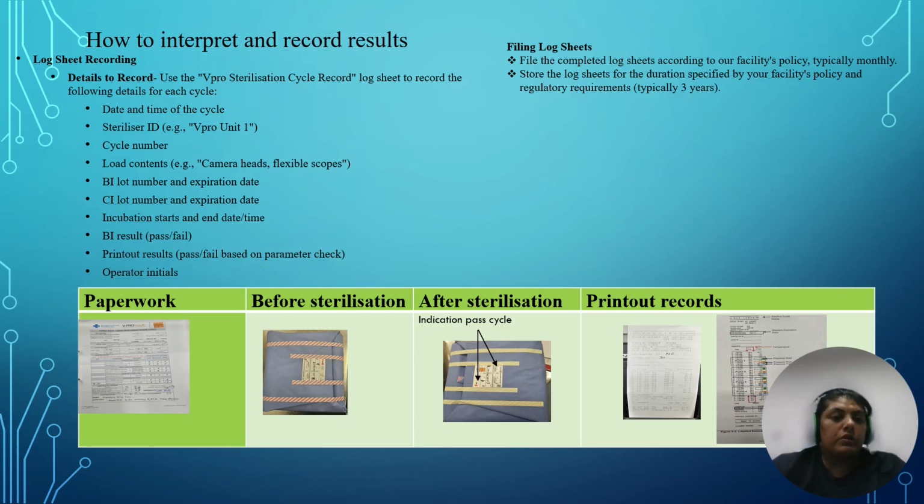Log sheet to record the following details for each cycle: date and time of the cycle, sterilizer ID, cycle number, load content, BI, lot number and expiry, chemical indicator number and expiry date, incubation start and end time, BI pass or fail, printout result pass or fail on parameters, check of latest initial, filing log sheet.